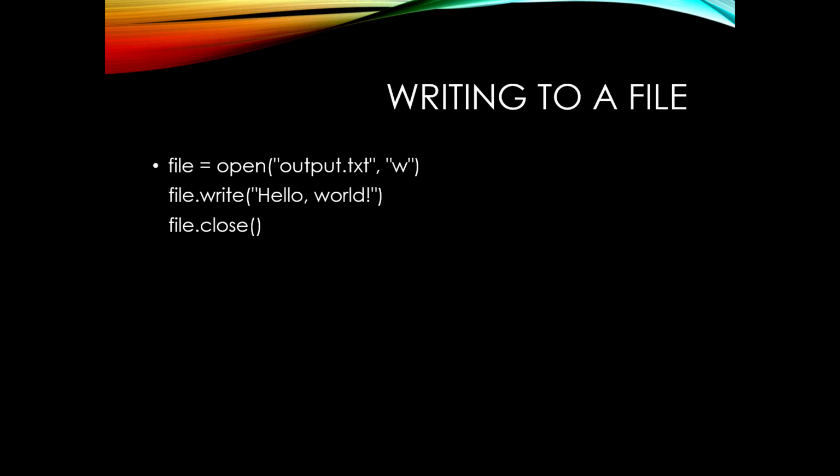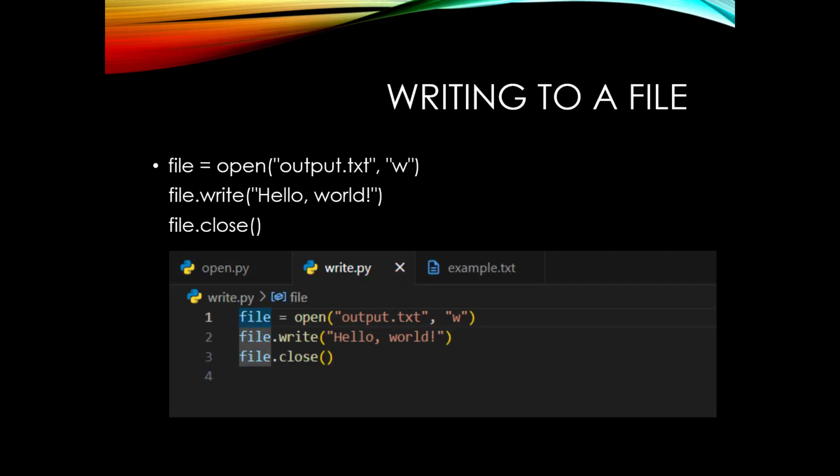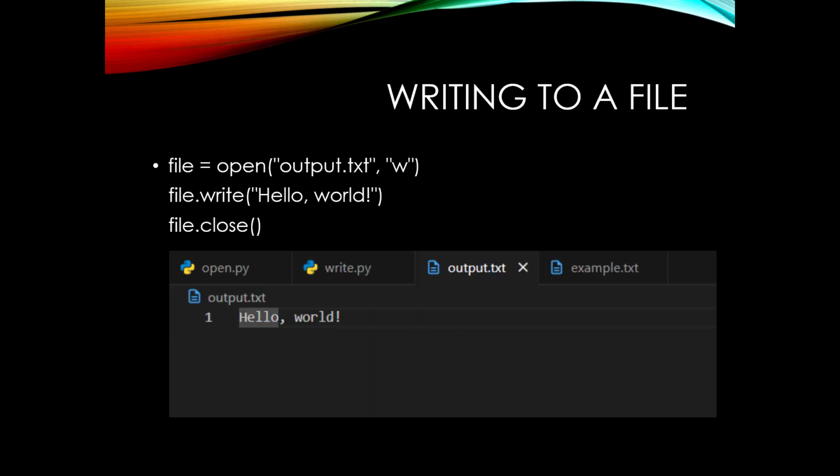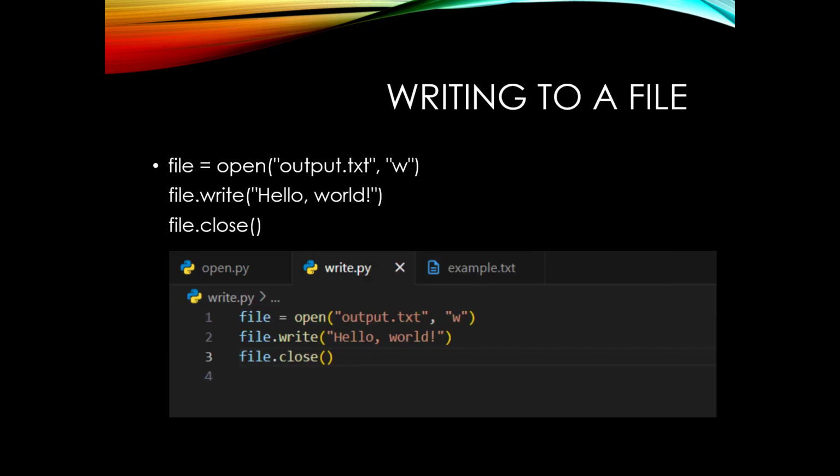Next, how to write to a file. You can also write to a file. First, file equals open, output.txt with write mode, that is W. file.write, let's write some content. So file.write hello world. Then close the file, file.close. Here W mode overwrites the file if it already exists. And if the file doesn't exist, it will be created automatically.